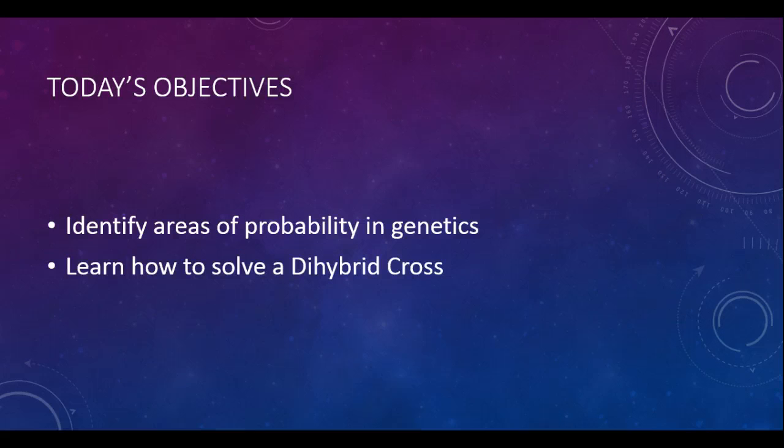So in today's objectives, we did identify an area of probability in genetics. Last tutorial was a monohybrid test cross, or a Punnett square. This time our Punnett square was a dihybrid test cross. We did learn how to solve a dihybrid cross. We will do more practice in class. If you have any questions or any areas of confusion, please make sure that you bring those up at the beginning of next class.